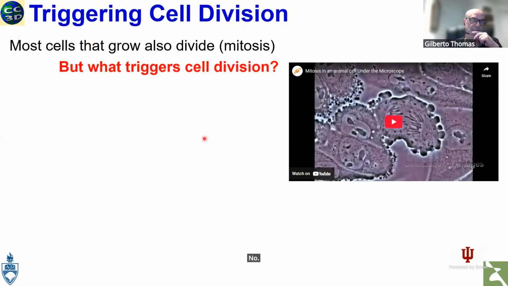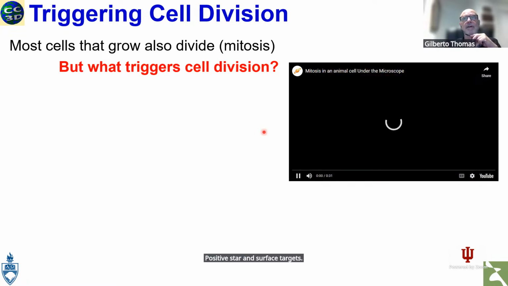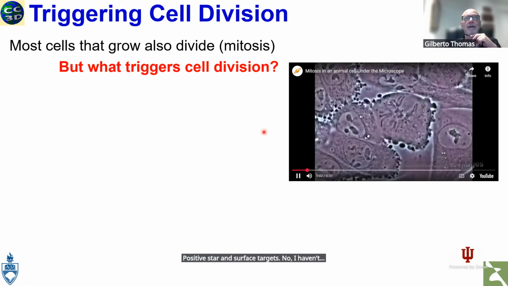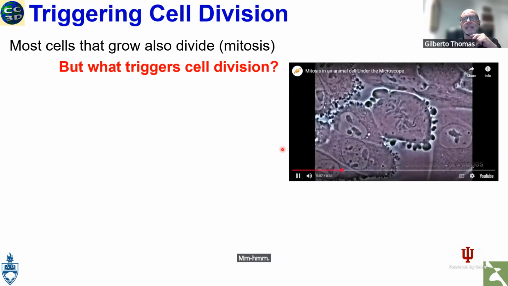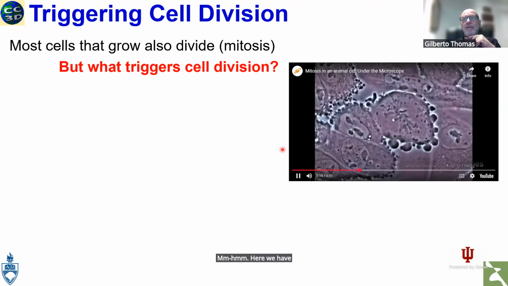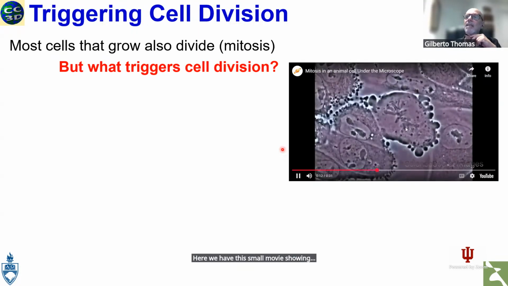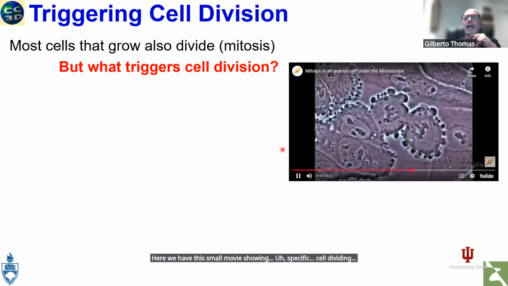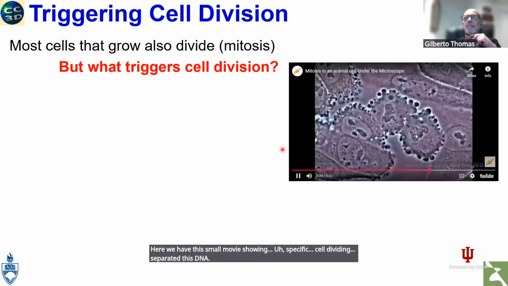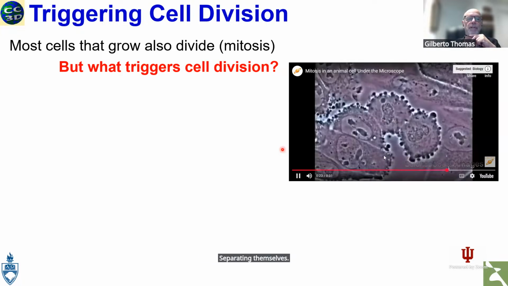Now you know how to make the cell grow. We have to adjust both volume targets and surface targets. Now we start thinking about how to make the cell divide. Here we have this small movie showing a specific cell dividing, separating its DNA, and creating two new cells.